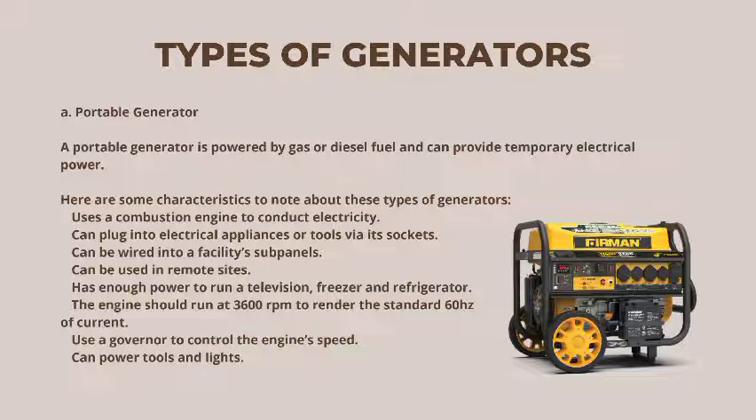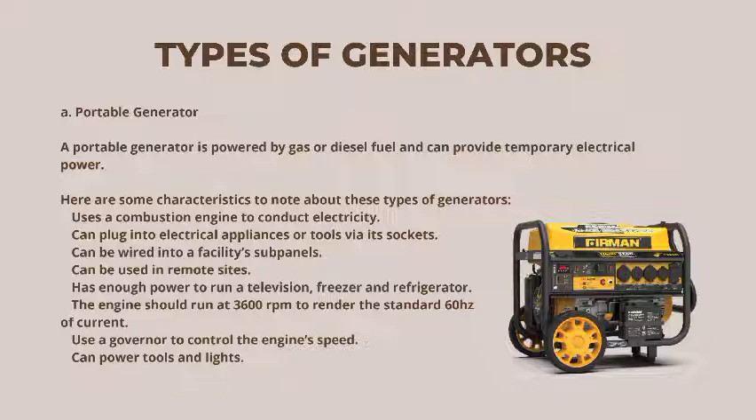There are 5 types of generator. Portable generator. A portable generator is powered by gas or diesel fuel and can provide temporary electrical power. Here are some characteristics to note about this type of generator. Uses a combustion engine to conduct electricity. Can plug into electrical appliances or tools via its sockets, can be wired into a facility's sub-panels, can be used in remote sites, has enough power to run a television, freezer, and refrigerator.